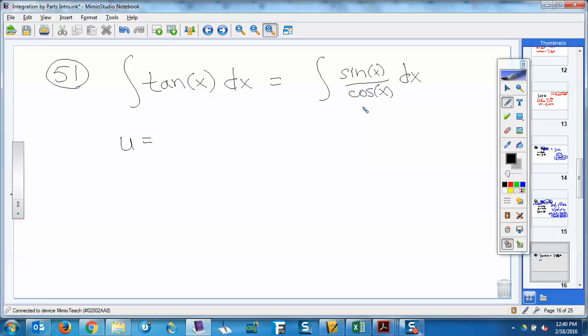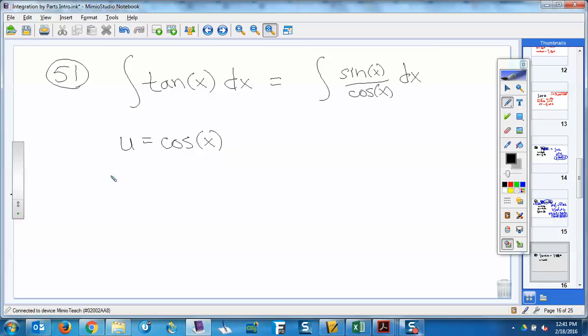No. If you let u be sine, the du is cosine x dx. Is there a cosine x dx in there? No, because it's on the bottom. That's not a cosine x dx, it's a 1 over cosine x dx. So we can't let u be the sine. We have to let u be the cosine.